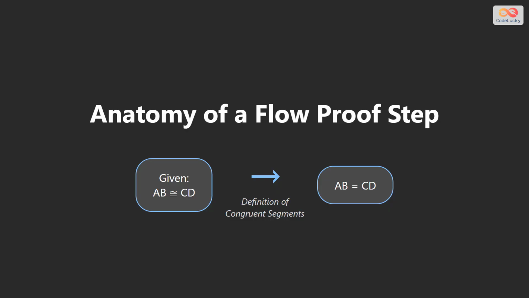Let's examine a single step more closely. We start with a statement in an oval, such as segment OB is congruent to segment CD. An arrow leads us to the next oval, which contains the statement, the length of OB equals the length of CD. The reason written below the arrow is the definition of congruent segments, which justifies this conclusion.